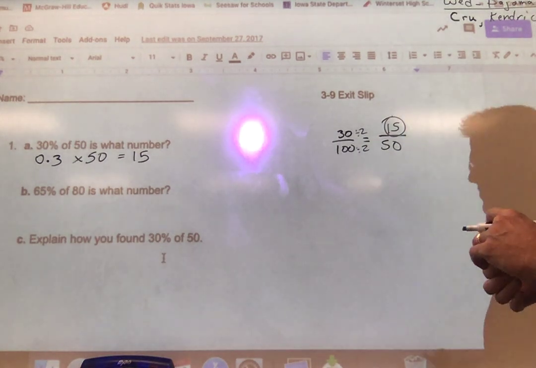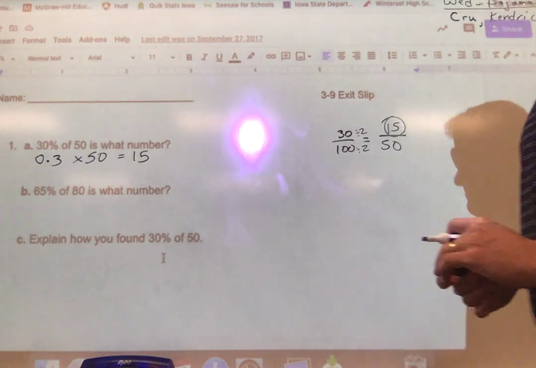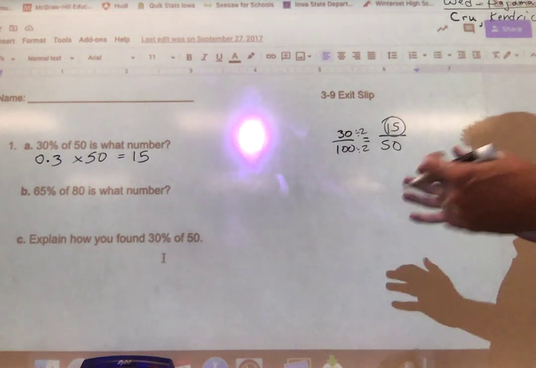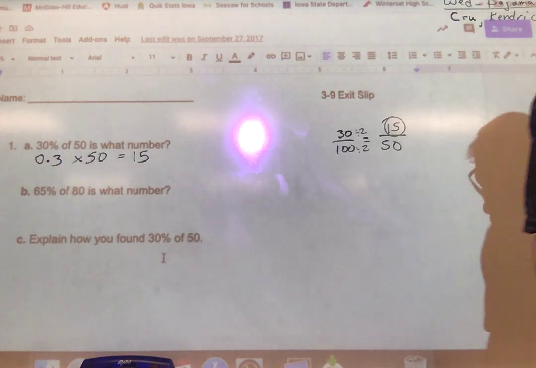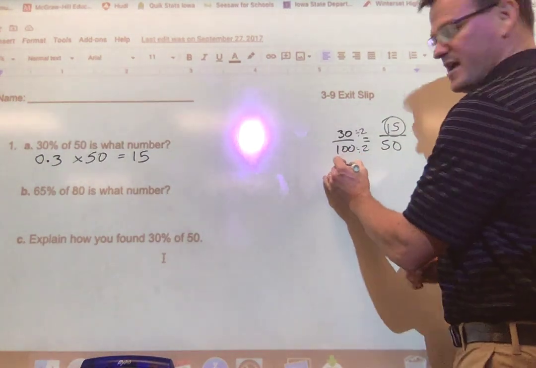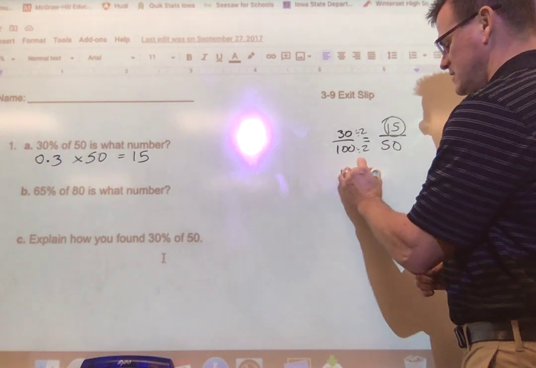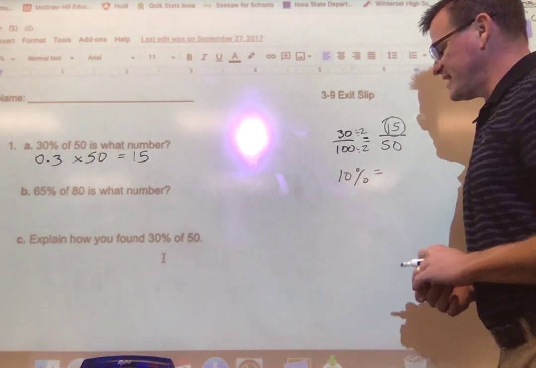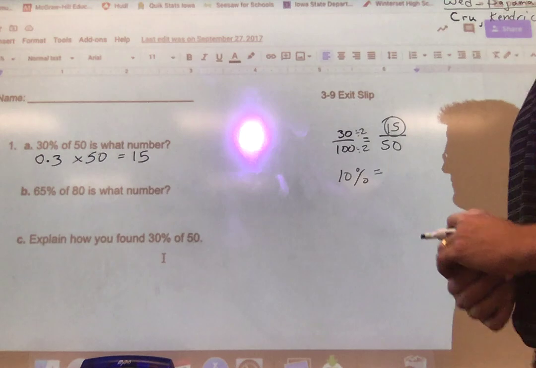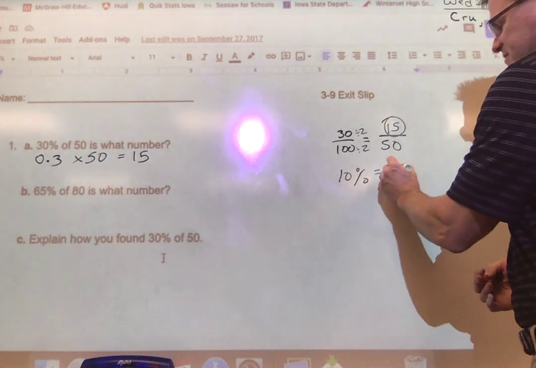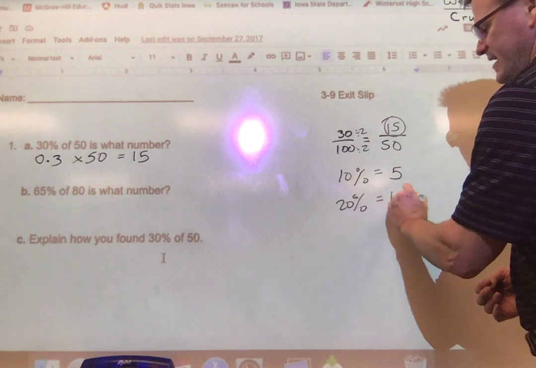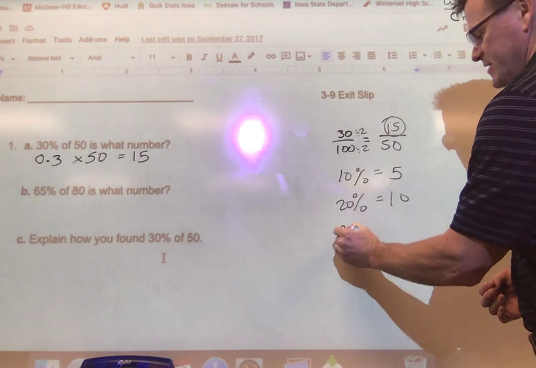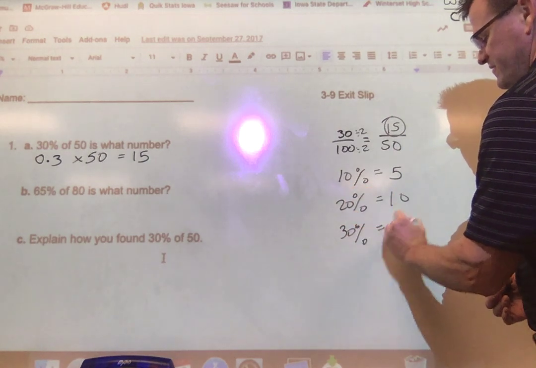Some people look at it this way. I can find 10%, and that's an easy way to get to 30% because I can just do it 3 times. So how do I find 10% of 50? To find 10%, I know that's 1/10. So take 50 divided by 10. So I know 10% is 5. So 20% would be 10. And 30% would be 15.